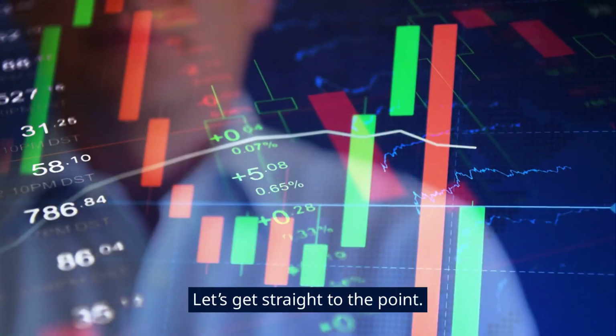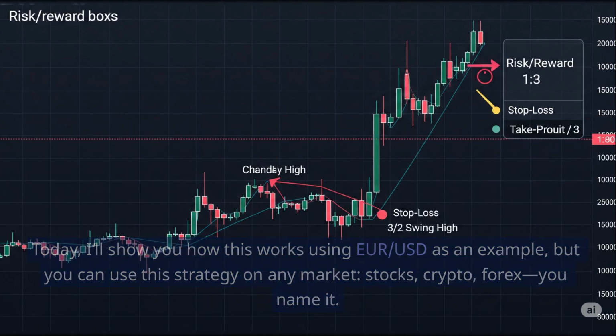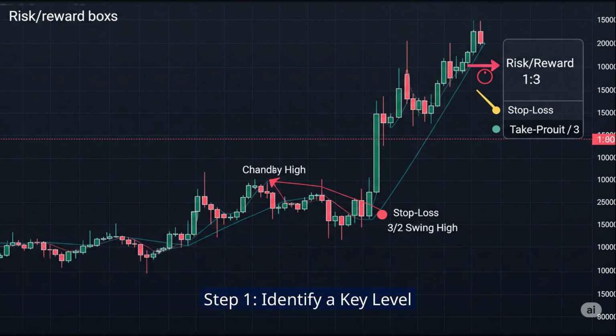Let's get straight to the point. Today, I'll show you how this works using euro to US dollar as an example, but you can use this strategy on any market, stocks, crypto, Forex, you name it. Step 1. Identify a key level.